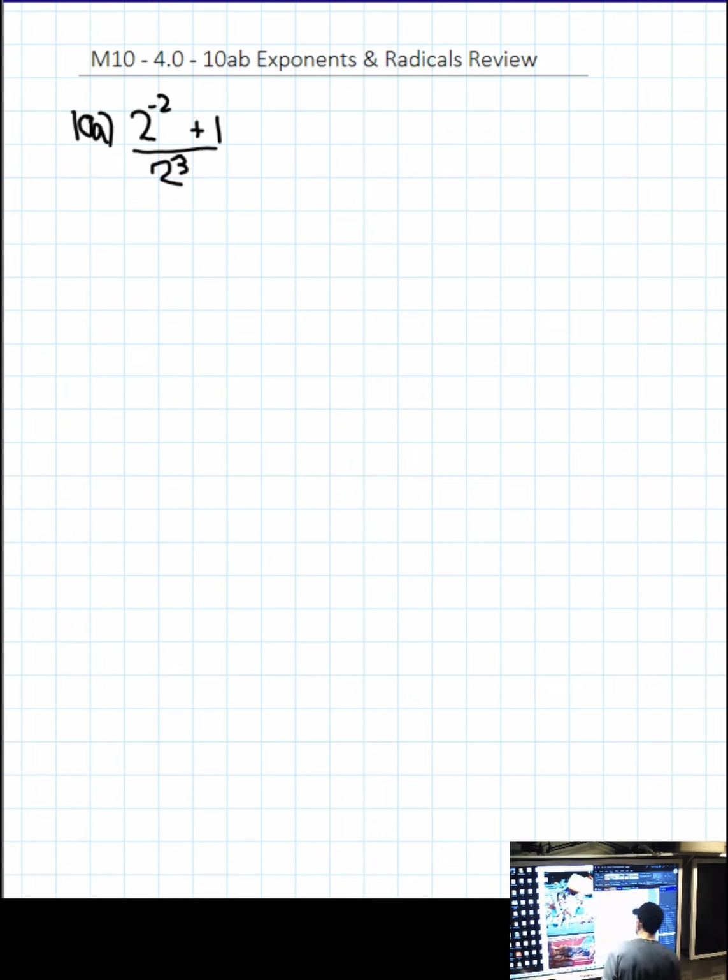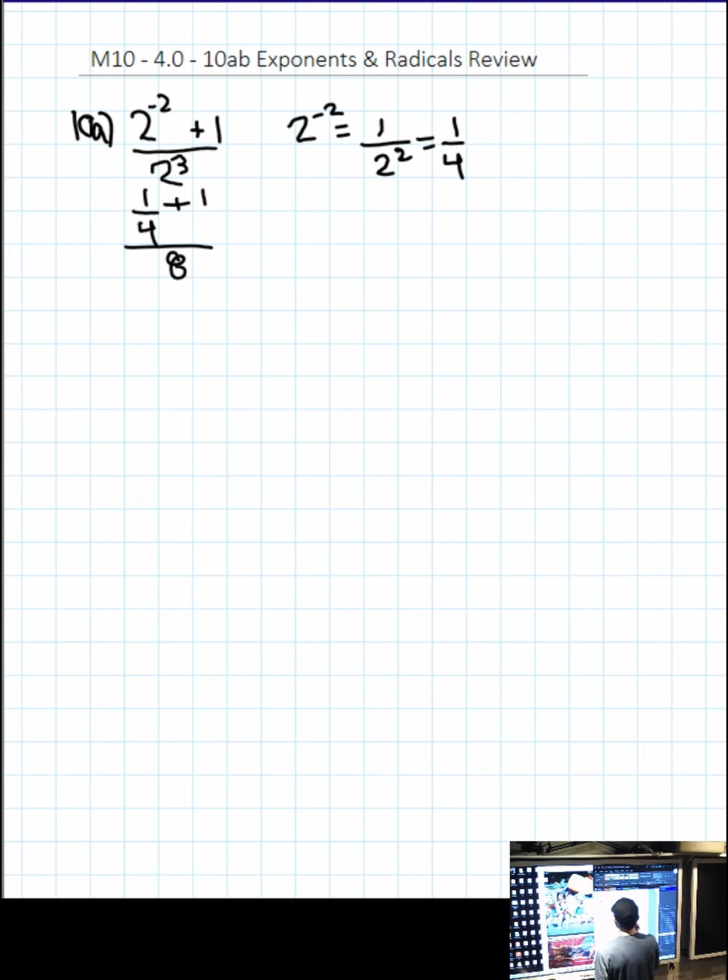So we have negative exponents. So I'm going to start off with that 2 to the negative 2. Now, 2 to the negative 2 confuses me a little bit. So I'm going to start by writing it off to the right all by itself and working on it. So 2 to the negative 2 is actually 1 over 2 squared. And 1 over 2 squared is just 1 over 4. So I'm going to start with that. 1 over 4 plus 1, all over 2 cubed, which is 8.